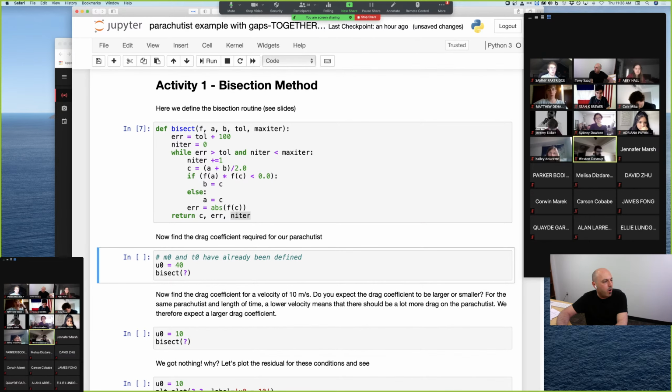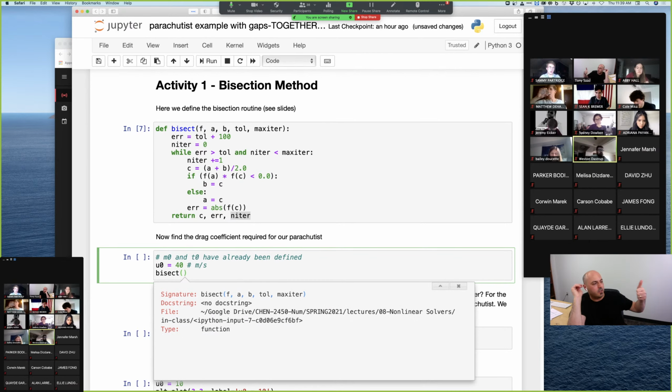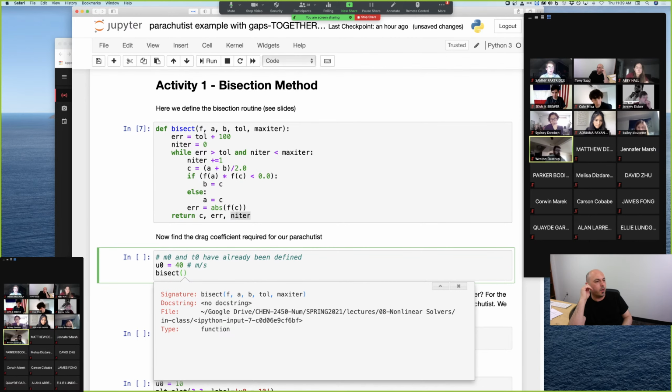Now, here's my question. Find the drag coefficient required for our parachutist, okay? So I redefine here U0 as 40 meters per second, but go ahead and call the residual function now. Call the bisection method on this residual function. Go ahead and fill the blanks. So what do you need here? We need a residual function, a bracket, okay? Let your bracket be 10 and 20, and a tolerance, I don't know, let's say 10 to the minus 5, and a maximum number of iterations, say 100. Put whatever you want. Okay, go ahead and run this, and tell me what you get.